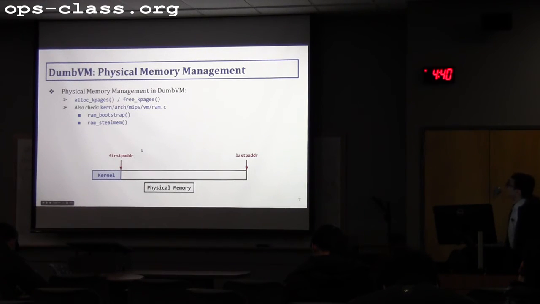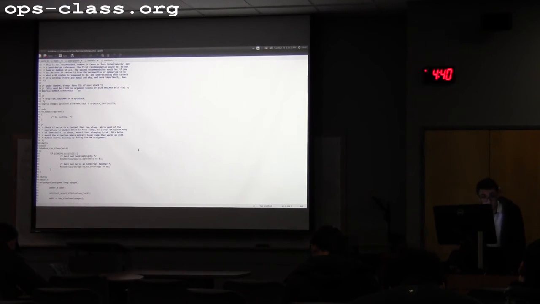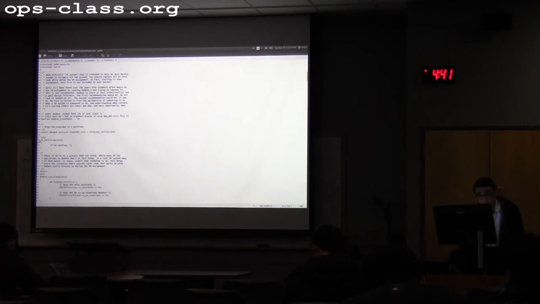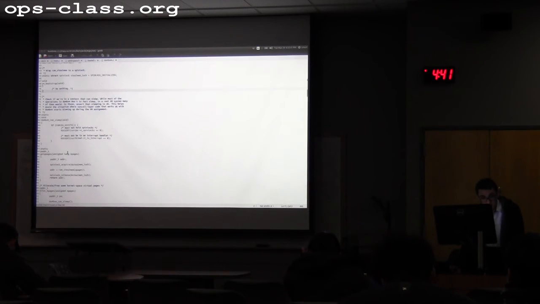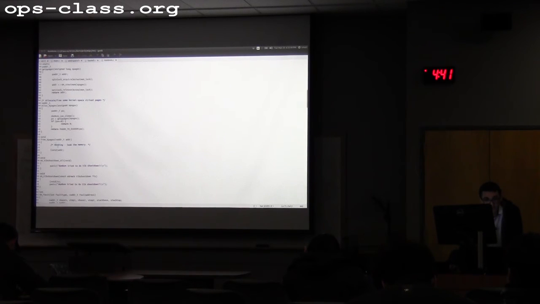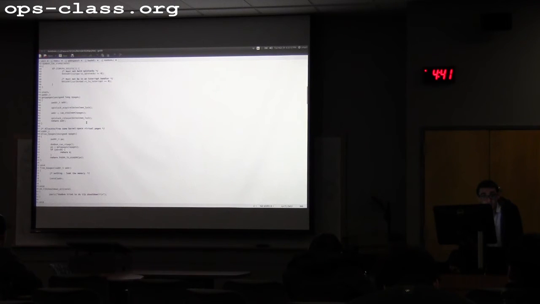So for the dumb VM, we have the same interfaces that we had for the physical memory management, which is allocate K pages and free K pages. But what is implemented in there? We're going to see that. For VM bootstrap, there is nothing implemented, so nothing is initialized. If we go through allocate pages, it will basically call get p pages, or get physical pages of that size. What will happen here is it will call get p pages, and get p pages will steal memory.